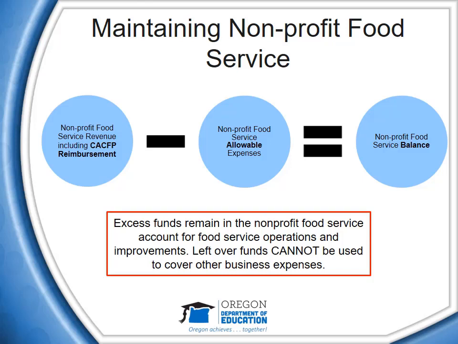Documentation of all costs charged to CACFP funds must be maintained. The difference between the nonprofit food service revenue and the nonprofit food service expenses are excess funds and are referred to as the nonprofit food service balance. All excess funds remaining in the nonprofit food service account must be used only for allowable CACFP expenses. The balance of the nonprofit food service account must be monitored to ensure that any remaining funds are not used to cover other business expenses.